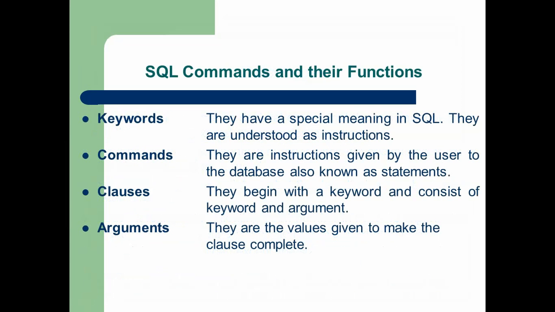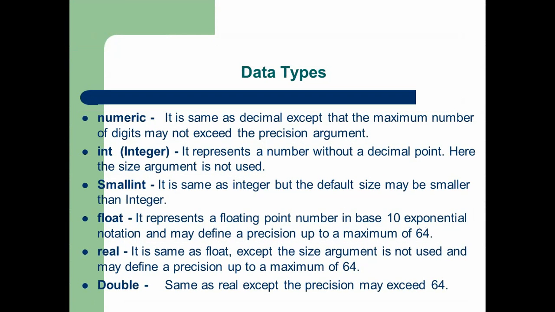The double is the same as real, except the precision may exceed 64. So double is the largest data type among the data types discussed above.